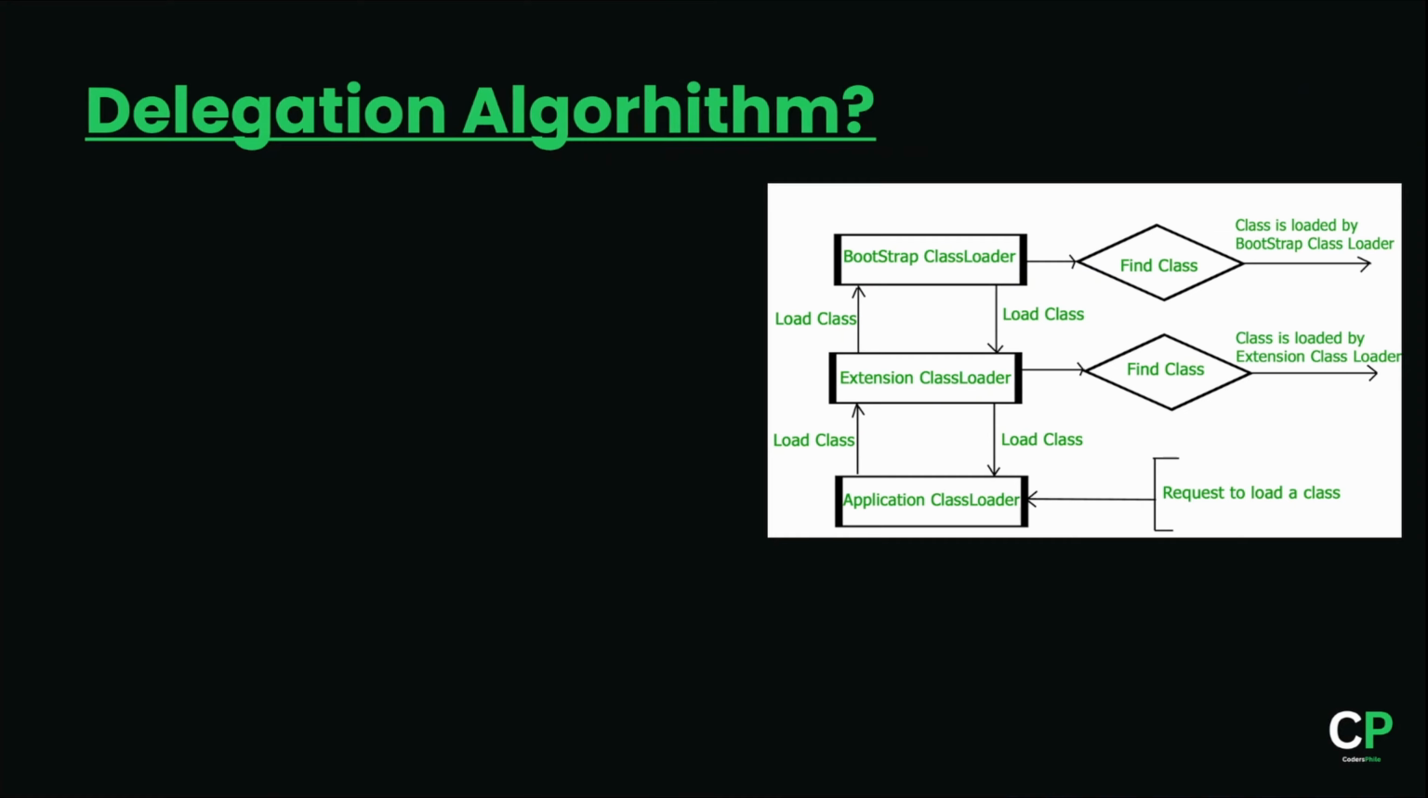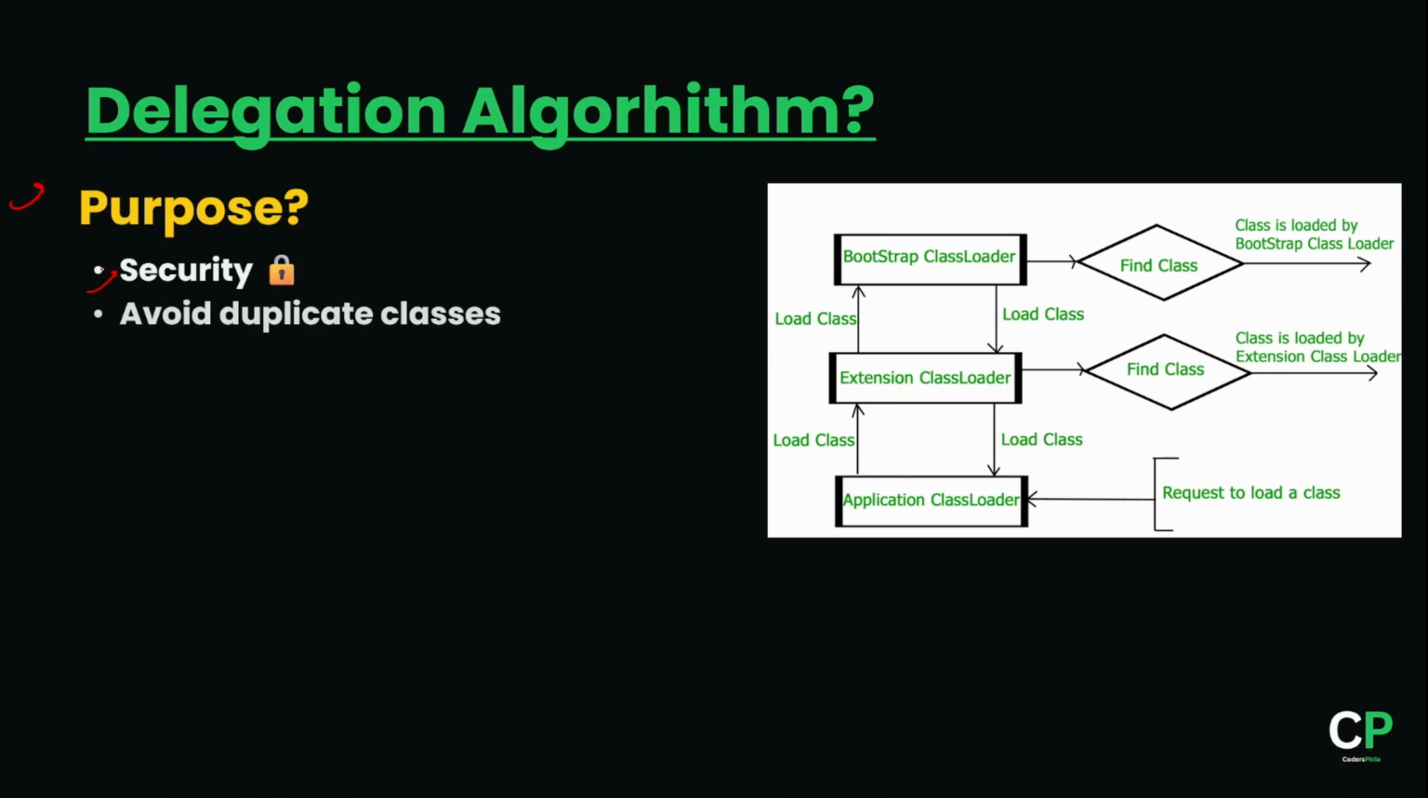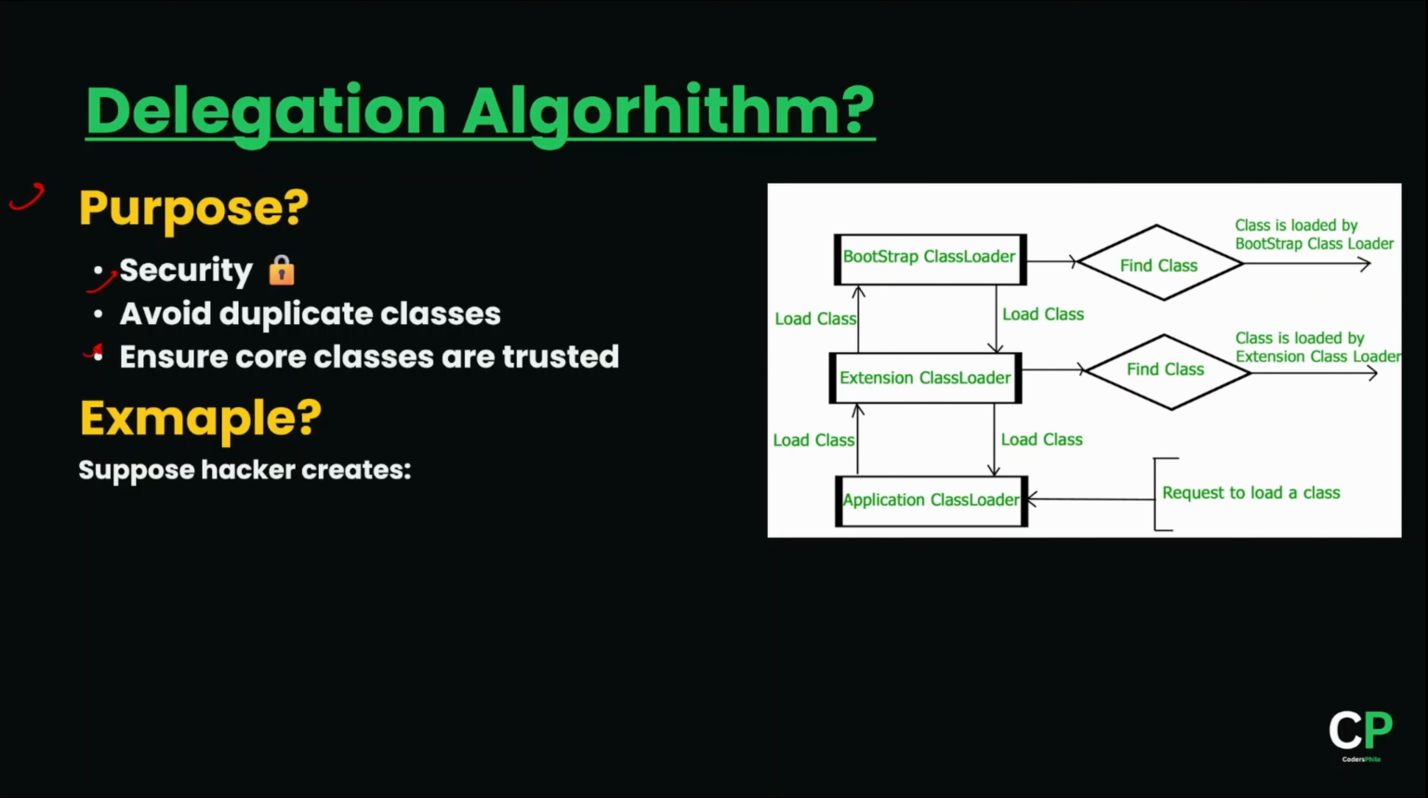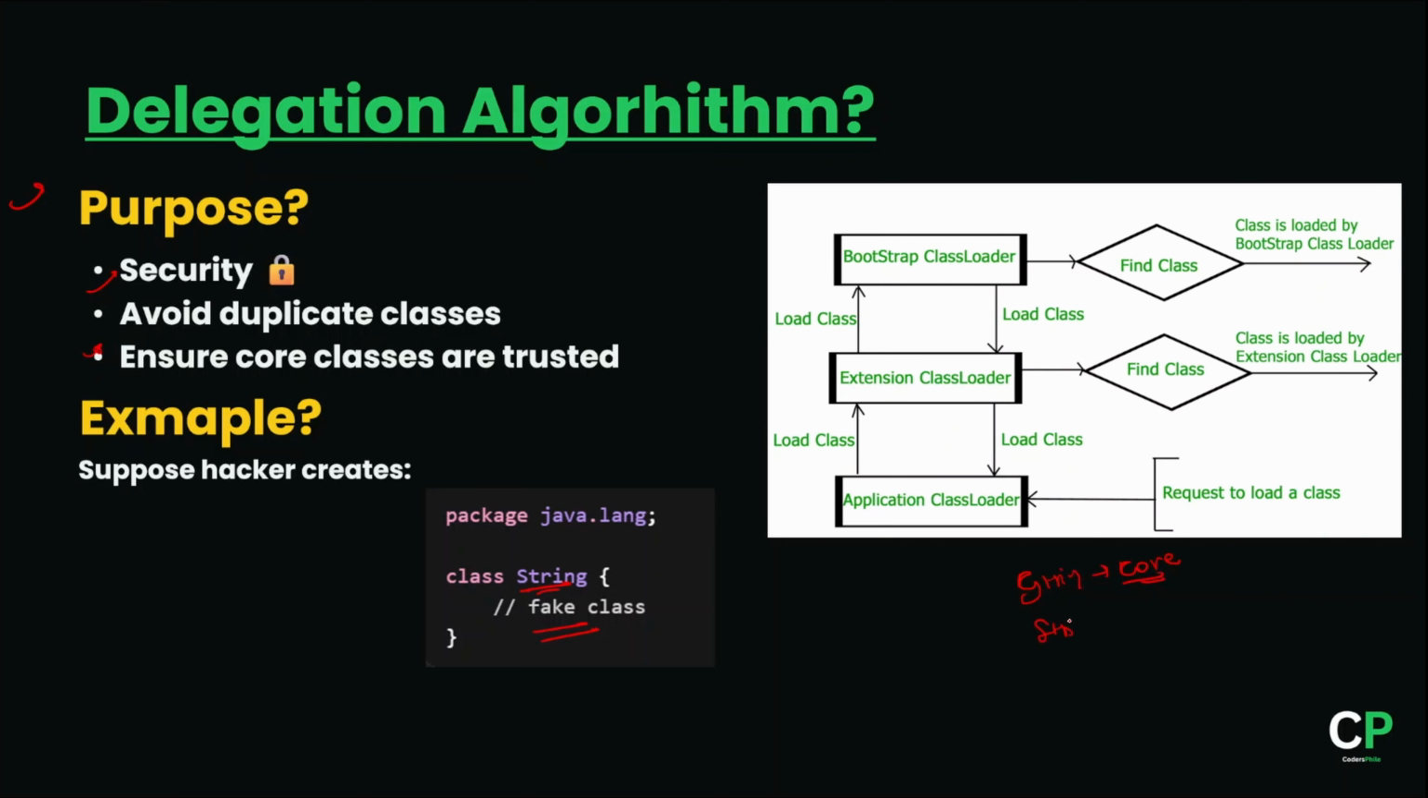Now let's learn why there is a need for the delegation algorithm, and what its advantages are. Basically it provides security, avoids duplicate classes, and ensures that the core classes are trusted and the original core classes are loaded. For example, suppose a hacker creates a fake String class, and some hacker creates their own String class and tries to replace the String class that is present in the core Java classes.